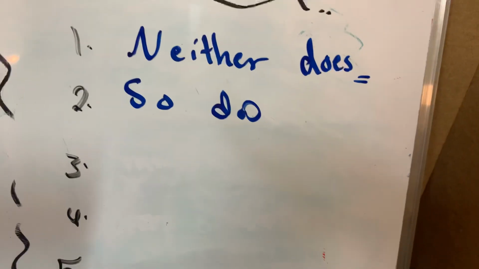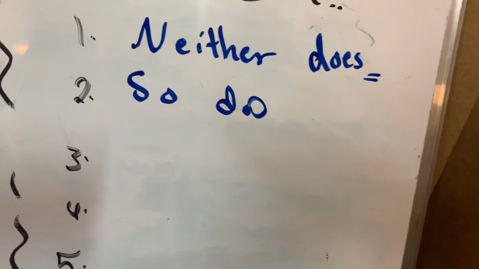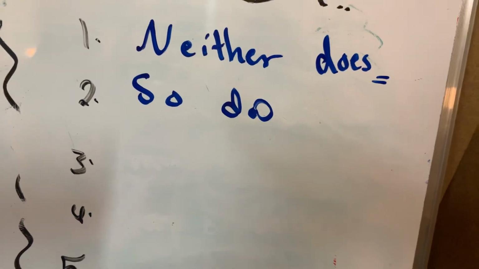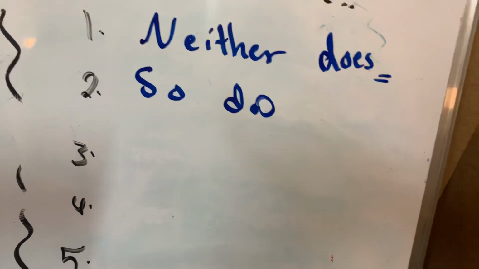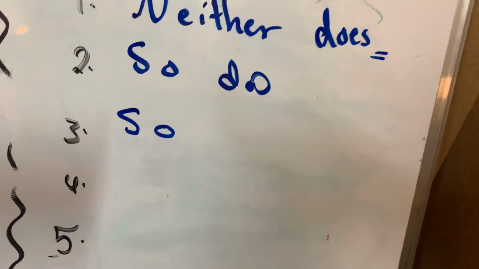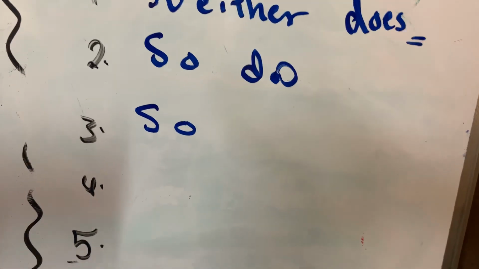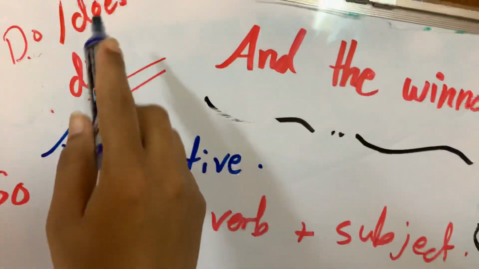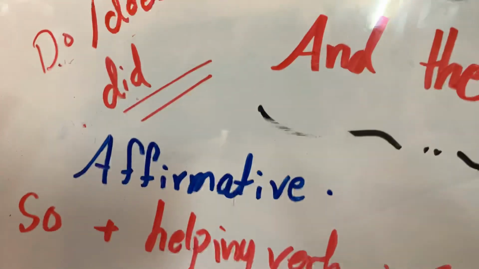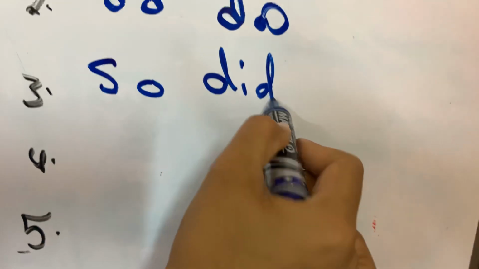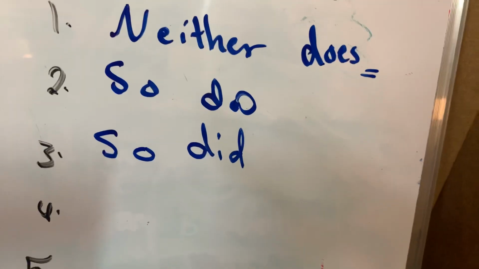Number 3. Richard and I went to the bowling alley on Thursday. The sentence is affirmative. Richard and I went. If it is affirmative, we will use so. It means "me too." We don't have a helping verb, so we can use do, does, or did. Because we have the verb went here, it's past, so we will use did. So did we. Number 4.